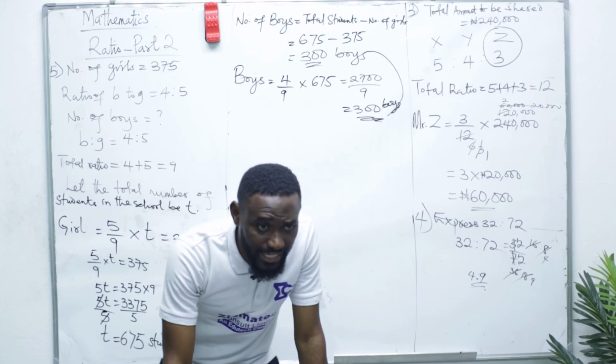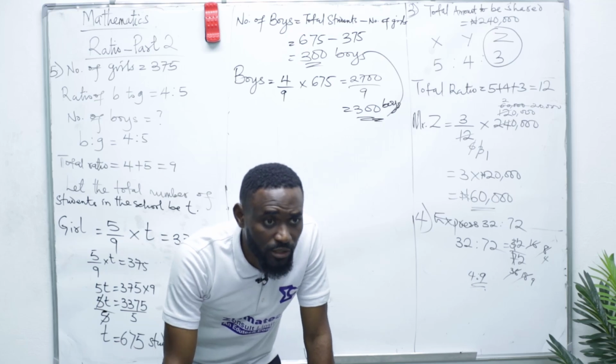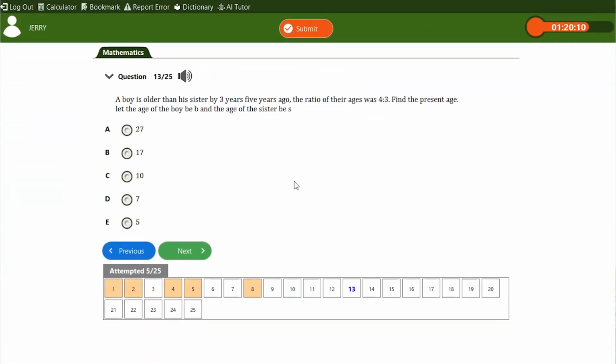All right, so we look at another question. Let's look at this other question that is quite a complex problem. So let's look at it and see how we can solve it. The question says, a boy is older than his sister by 3 years. 5 years ago, the boy was 3 years older than the sister.